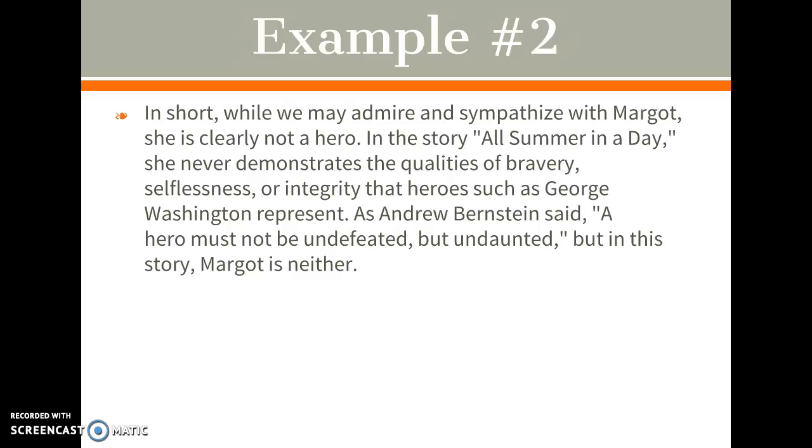I include or acknowledge the other side of the point in my first sentence after my conclusion signal word, that although we like Margot and we feel bad for her because a lot of bad stuff happens to her in the story, those things don't make her a hero. I restate my thesis statement here. She is not brave, she is not selfless, and she does not have integrity. Again, in this one, I end with a quote and acknowledge and end with the fact that Margot doesn't represent these things.